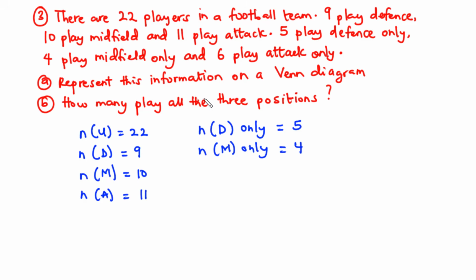And the number of players who play attack only is 6. Now let the players who play all the 3 positions be X. So we have defense intersection midfield intersection attack, that is X. Now let's represent this information on a Venn diagram.